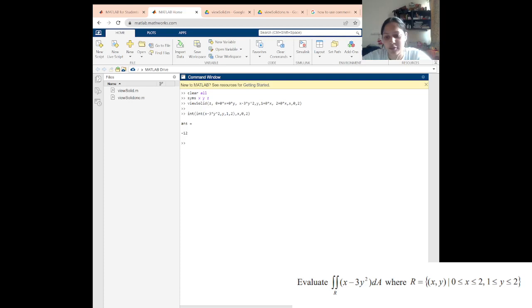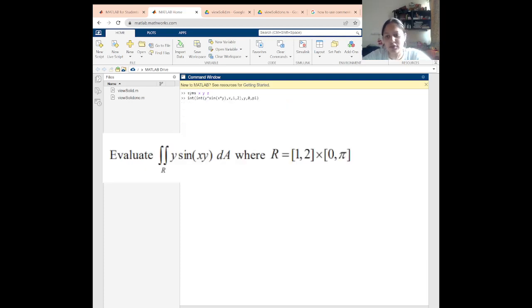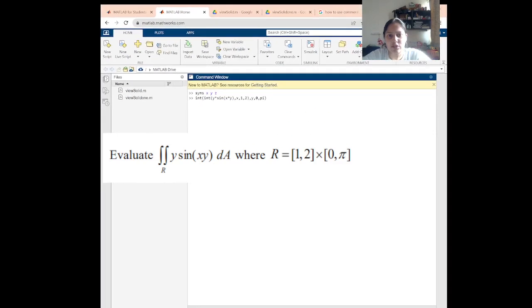So coming to the next question. In this, instead of the limits we are given the format 1 comma 2 cross 0 comma pi. So this is also very easy.